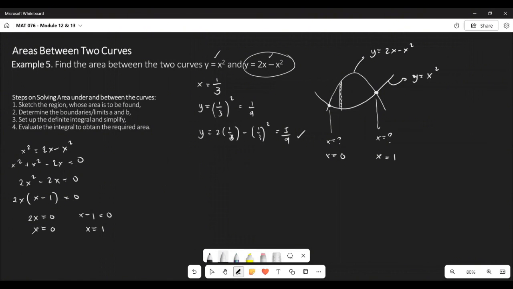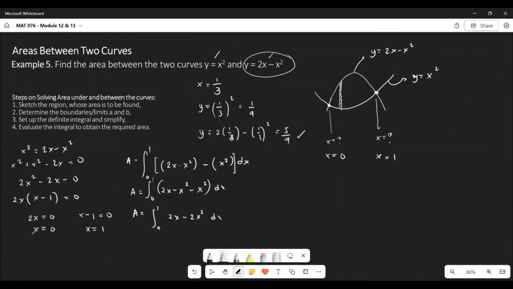So now we set up the definite integral and then we will simplify it. So A, since nasa vertical strip tayo, we will have a y upper o yung upper function natin minus the lower y or the lower function natin, ano? Yung boundary ng ating strip. So for the y upper, we will have 2x minus x squared. Then we will have a lower function or y lower, which is x squared dx. So yung limits natin is 0 to 1. So A is, simplify lang natin, integral of 2x minus x squared minus x squared dx. So simplify lang ulit natin para mas madali ng ating integration: 2x minus 2x squared dx.